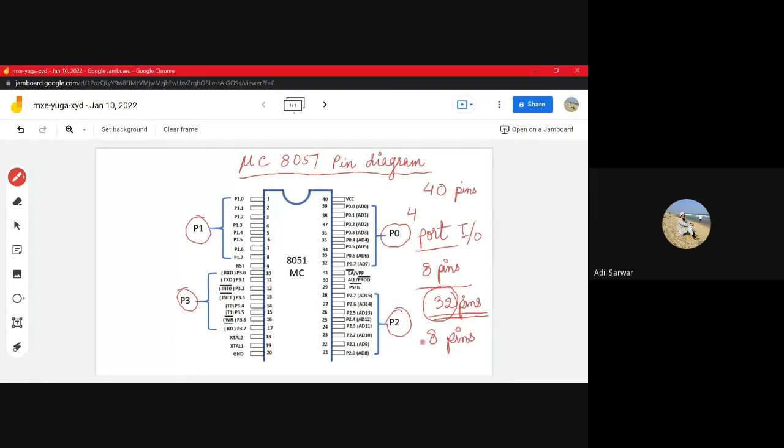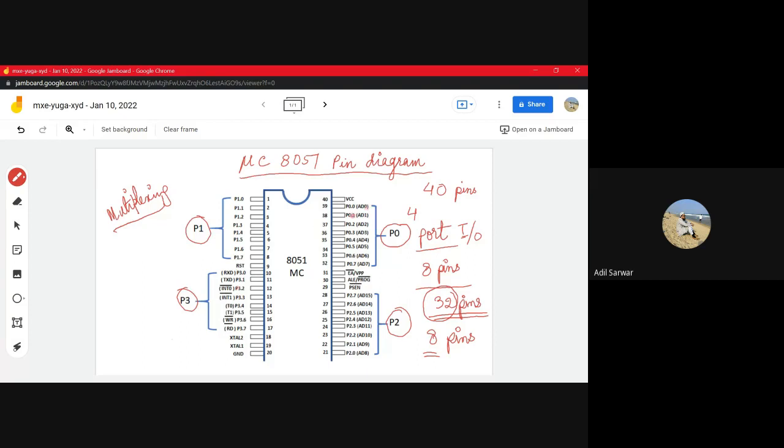So let's see what these 8 pins are. There is another important feature of microcontrollers, which is also there in microprocessors, called multiplexing. What is meant by multiplexing? Multiplexing basically refers to a situation in which you have a pin which performs more than one function.